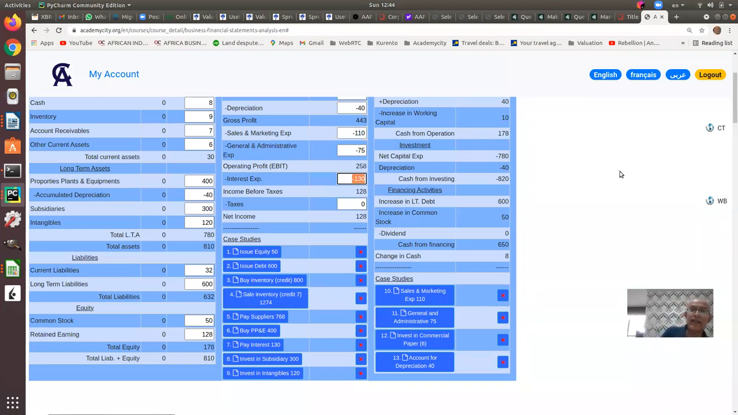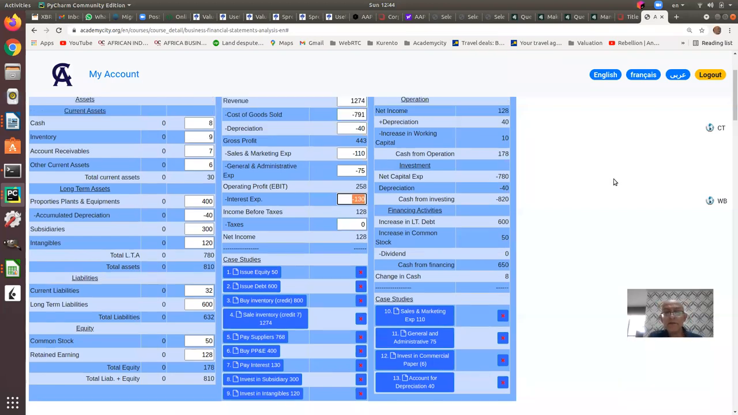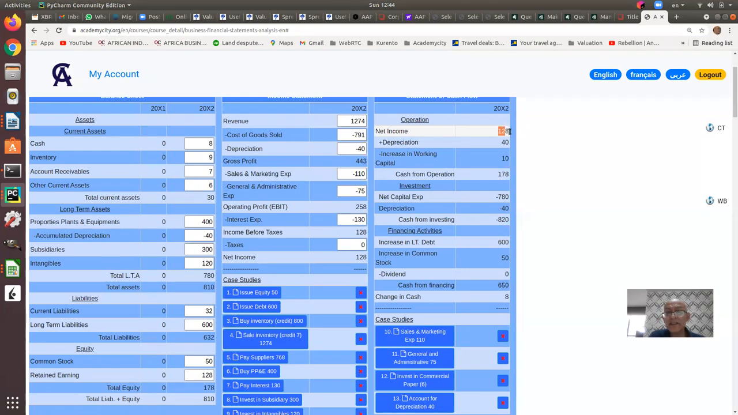What did the shareholders get this year? The company made a profit? Yes, they did. The company did make a profit. They made 128. So the shareholders come to the company and say, hey, give us some money.